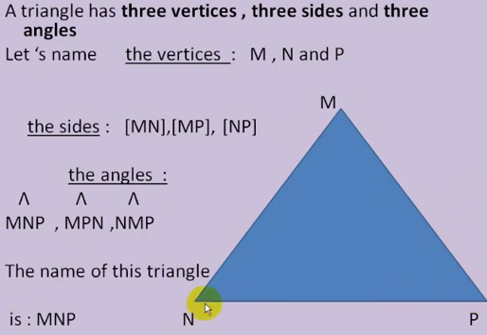Now what about the name of the triangle? How do we name it? We name a triangle just by mentioning the three vertices together. So it means MNP, or we can say MPN. It's also the same. MNP or MPN is the same. Or PNM, also another name of the same triangle.